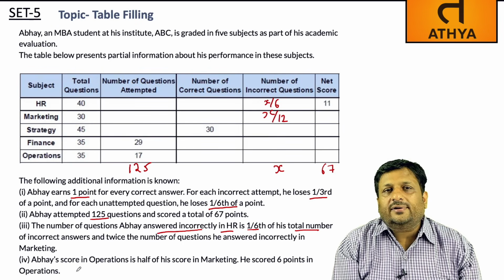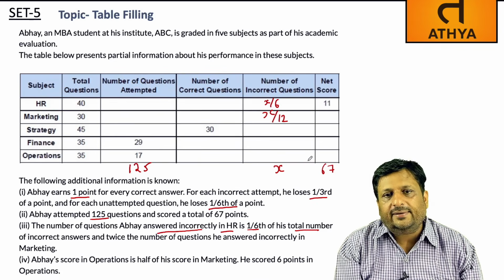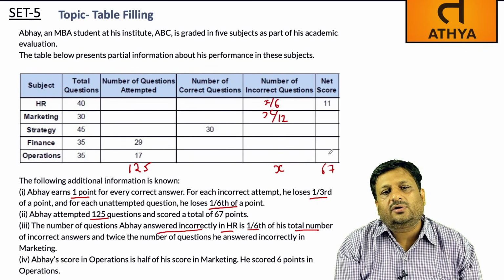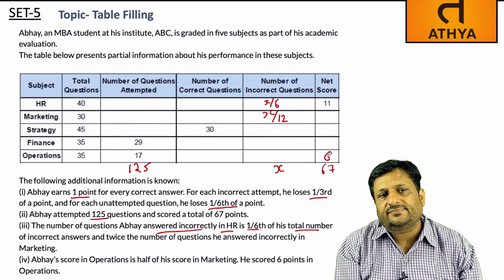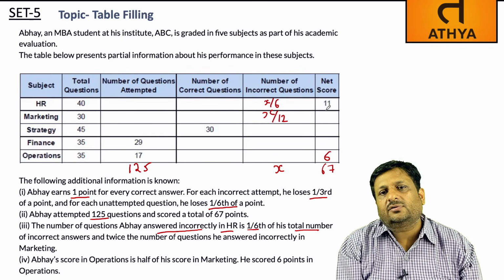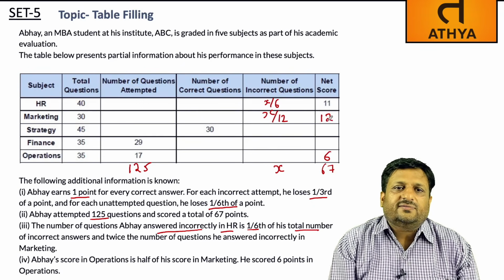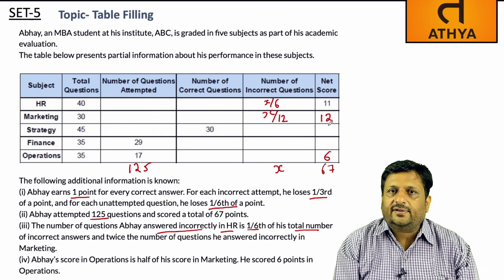Abhay's score in operations is half of the score in marketing. Okay, and in operations he scored 6 points, and his operations score is half of marketing, and so in marketing he must have scored 12 points. So this is given to me. So let's try to fill it.